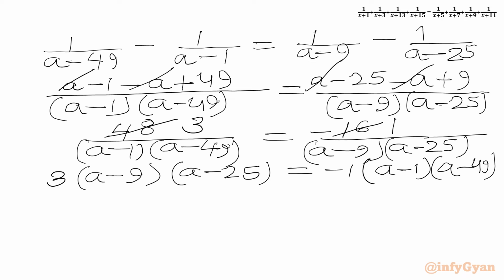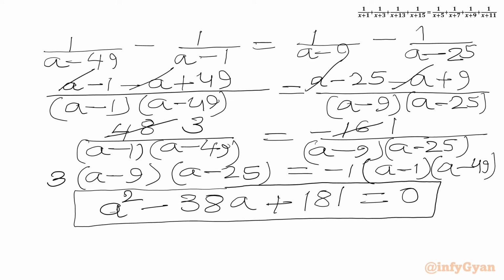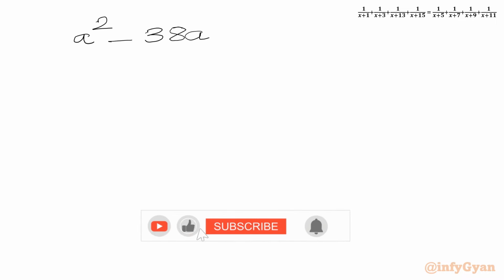Now we will simplify LHS, RHS and we will get one quadratic equation in a. I am writing directly a square minus 38a plus 181 equal to 0. Now we have to solve this quadratic equation for the value of a. a is our substitution, x plus 8 whole square. So I will use the completing the square method. I will take 181 to the RHS. So I can write a square minus 38a, this will be equal to minus 181.